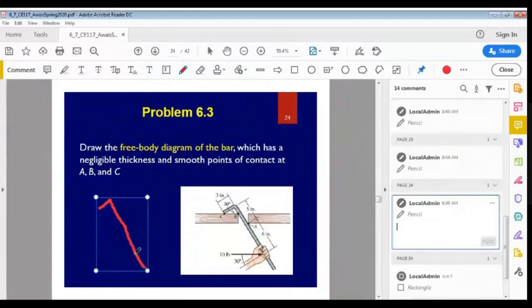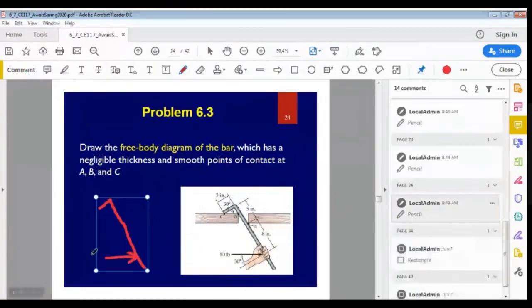Then apply the applied loads. So in this case, there is only one applied load of magnitude 10 pounds. So this is an applied load of 10 pounds. Then this bar is supported at point C. So since I'm removing the support at point C, I have to apply a reaction force. And this reaction force must be perpendicular to the surface. So I'll apply a force perpendicular to the surface at point C.